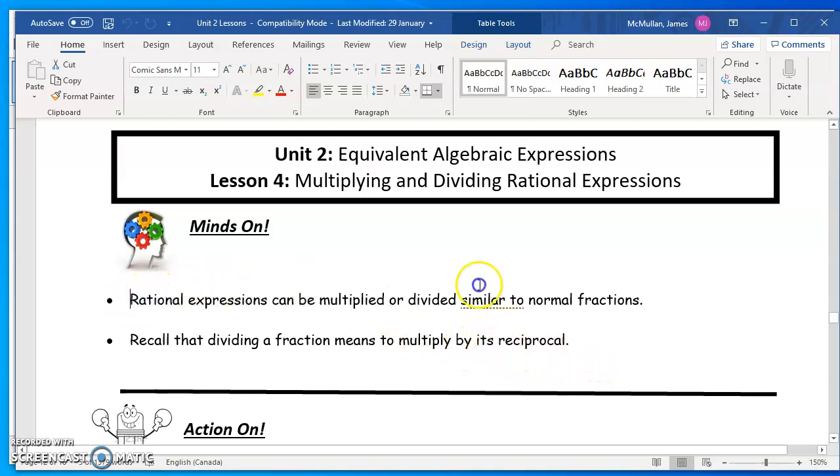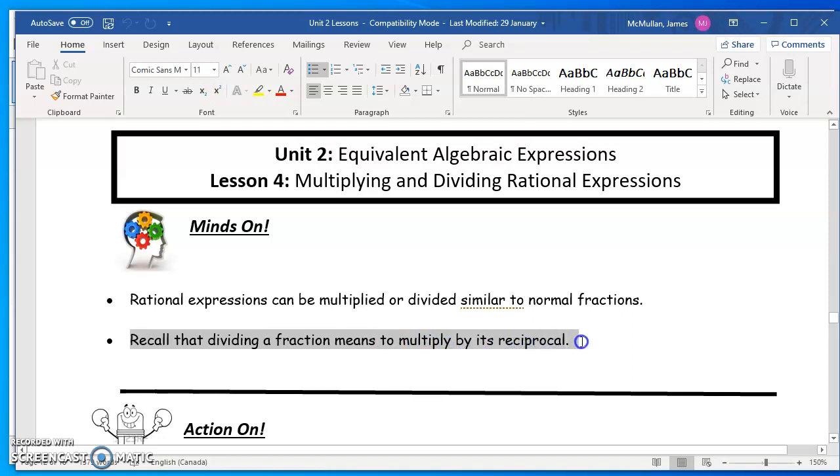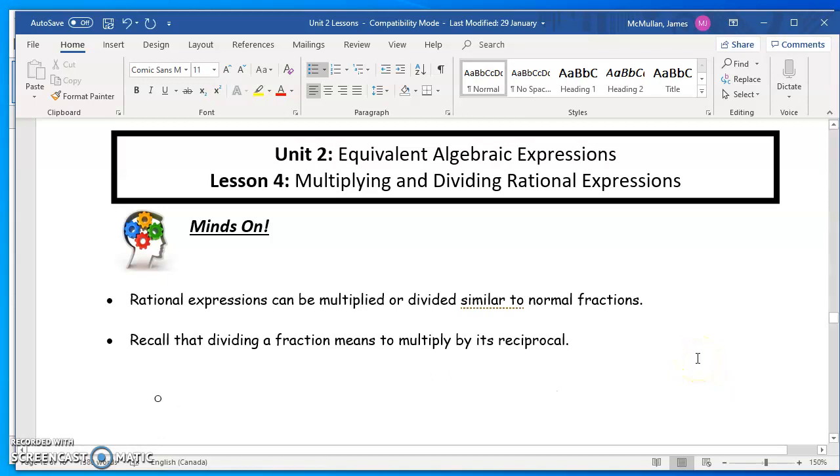So rational expressions can be multiplied or divided, just like a normal fraction. Remember that when you are dividing by something, it's often easier to think about that as multiplying by its reciprocal. Again, just a quick example of that would be if you want to do 5 divided by 4, it's the same thing as 5 times 1 over 4, right? So you flip the denominator over and then make it multiplication.